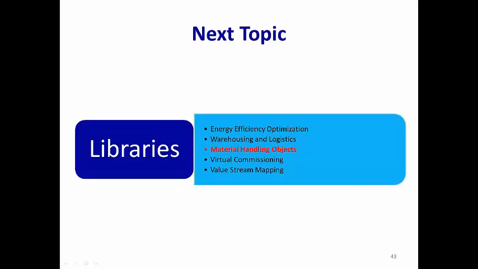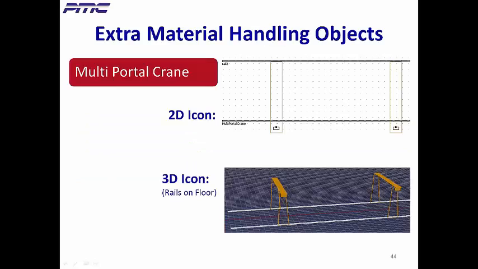PlantSim also has several material handling objects, many that are not available in most other products. We'll show you several of them, including ones that are already in the default class library toolbox and others that are available in free libraries. The multi-portal crane moves in three directions and can pick up a part from anywhere and move it anywhere. It can run on rails on the floor or rails attached to the ceiling. Several cranes can run on one set of rails too, as shown here.